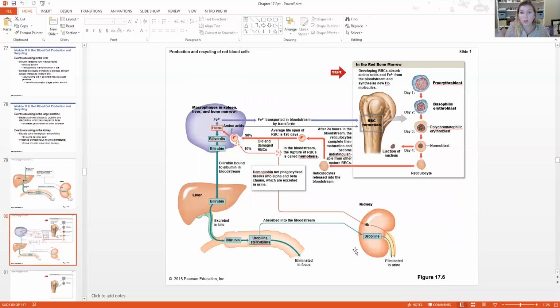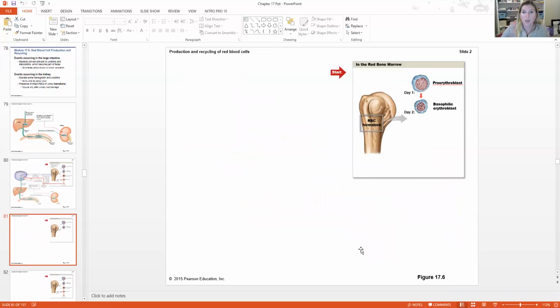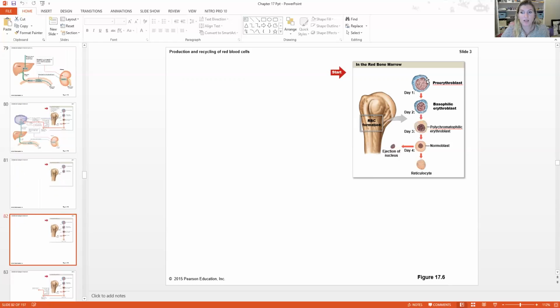So here's the whole big picture from start to finish. Let's put it all together. So we have our red blood cell formation. Again, we're just talking about red blood cells here. Proerythroblast to a basophilic erythroblast, eventually normoblast, kick out the nucleus.